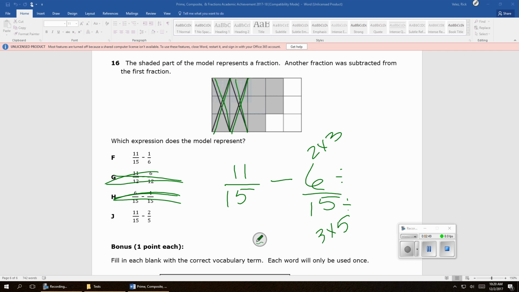Okay, so at this point you have your common factors right there looking at you in the face. 2 didn't work out, but 3 does. So you divide by 3. 3 goes into 6 2 times, and 3 goes into 15 5 times. There's your simplified. Now it fits with J.